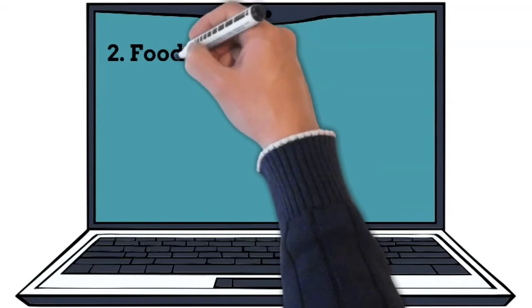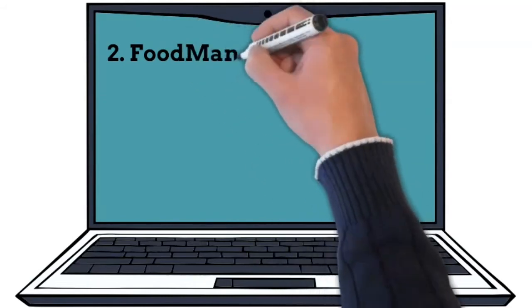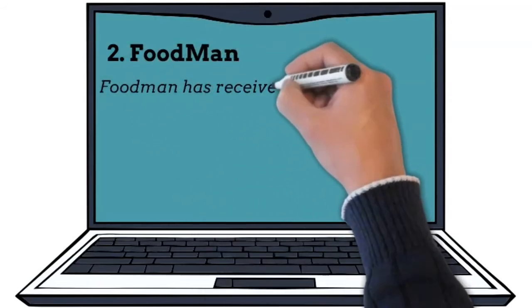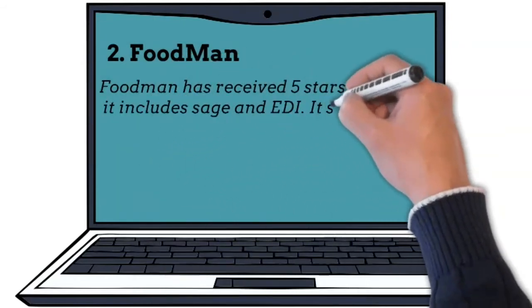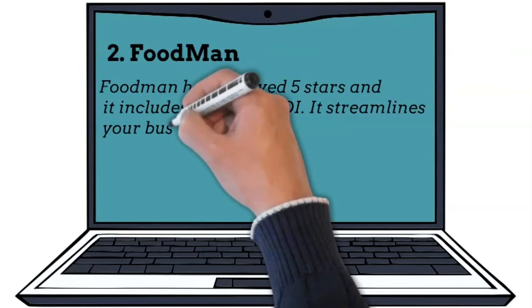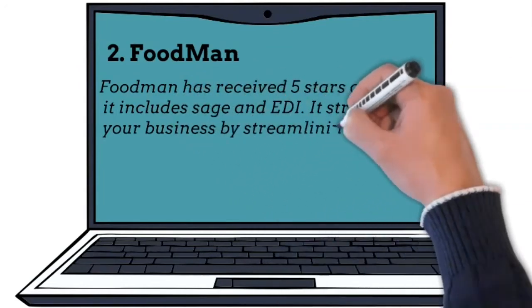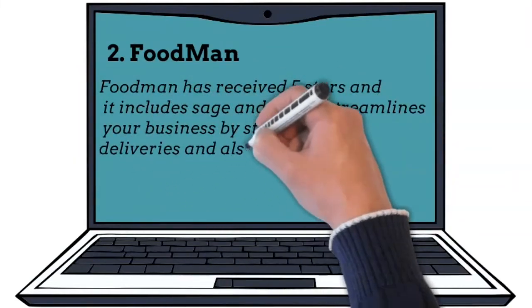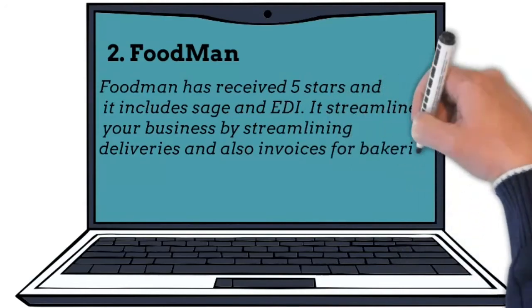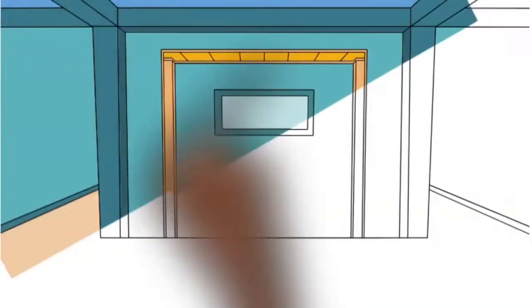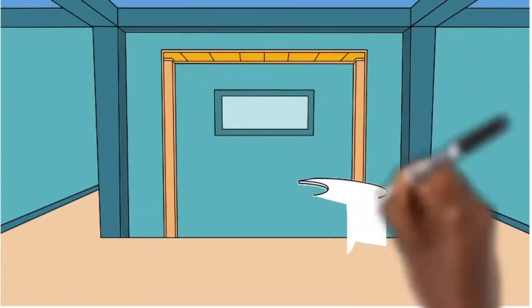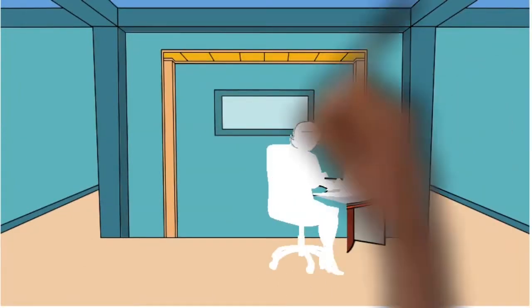Okay, so number 2, we are talking about Foodman. Foodman is a 5-star software as well, and it is amazing for the price, because compared to most software on the market, I think it is pretty reasonable. It's 75 US dollars per month, and it is awesome, especially if you have a bakery business or an established home bakery.